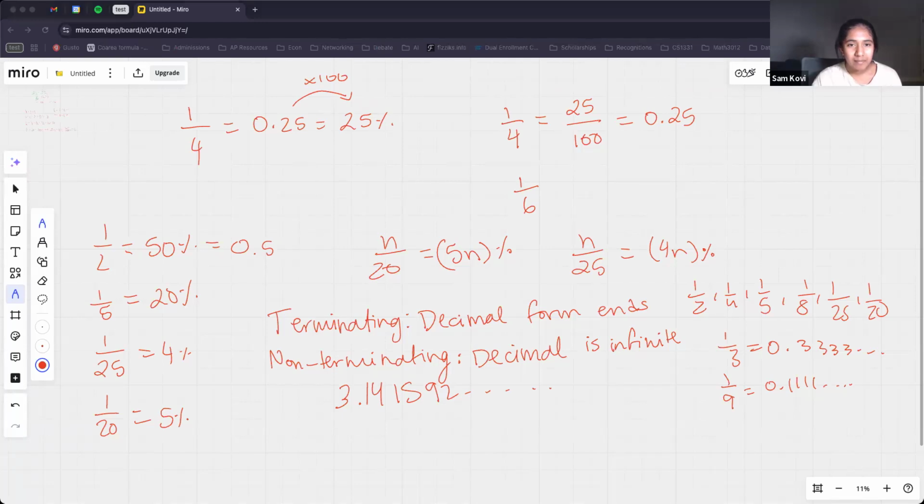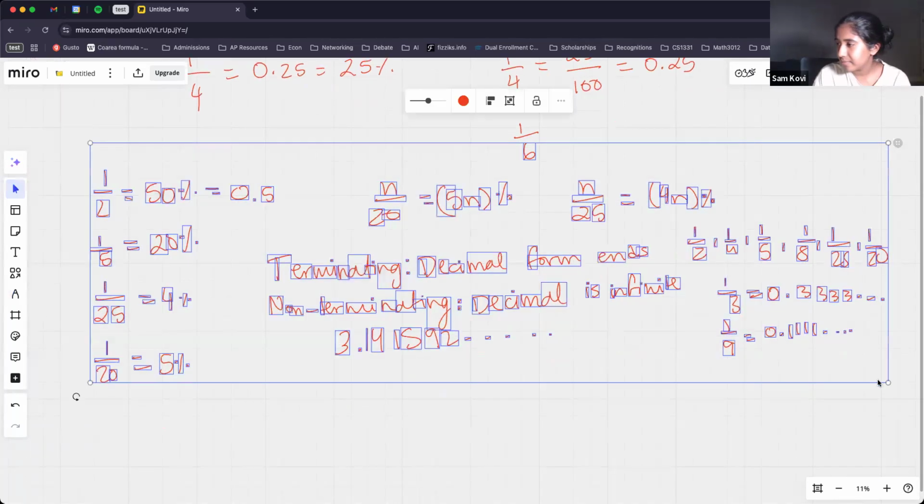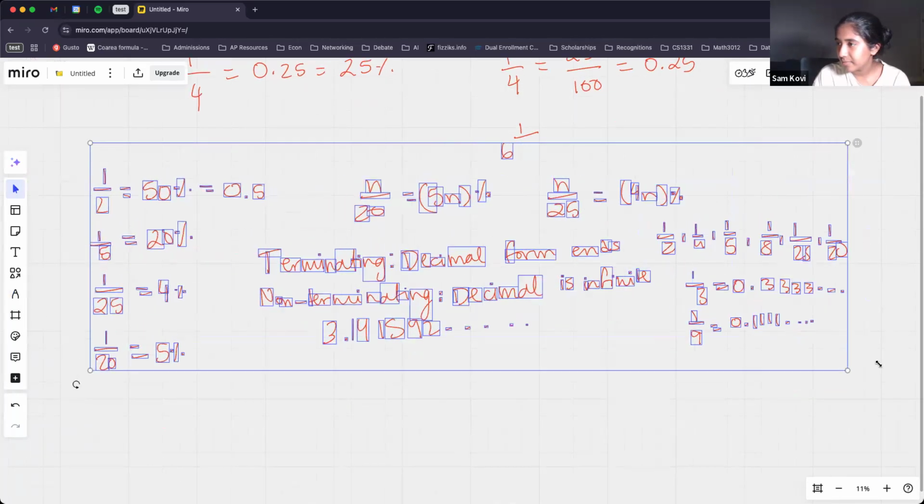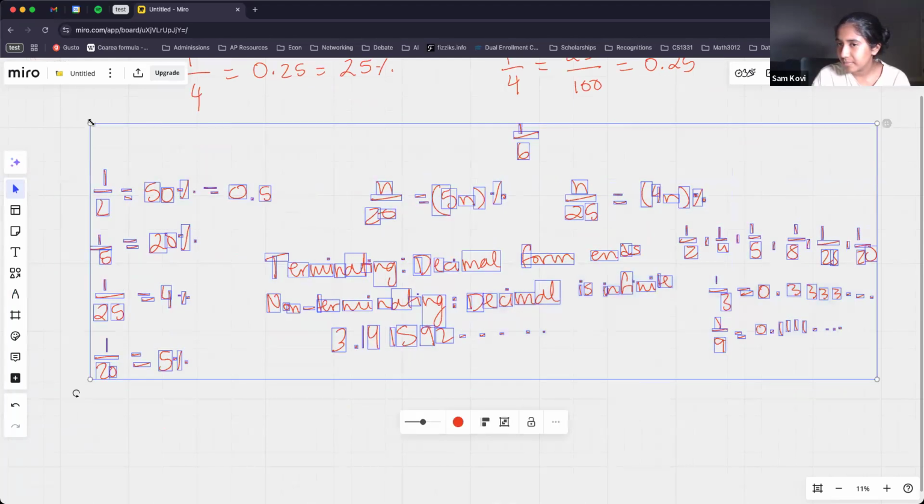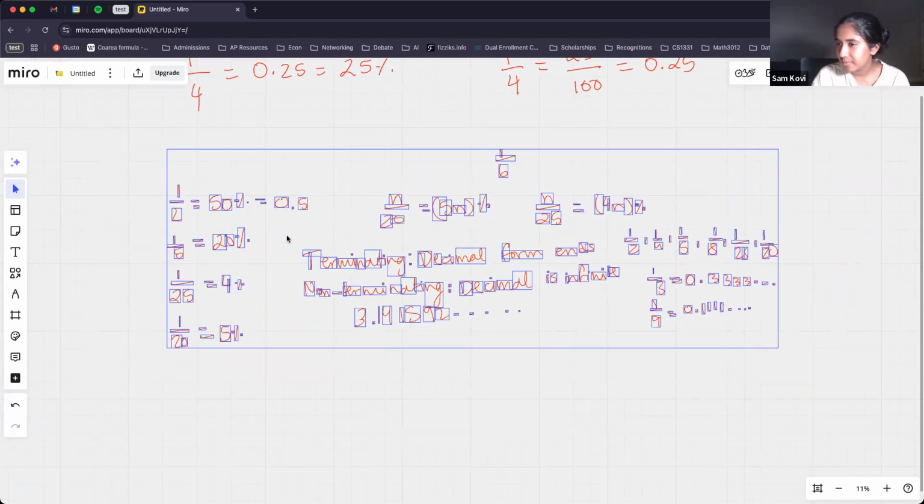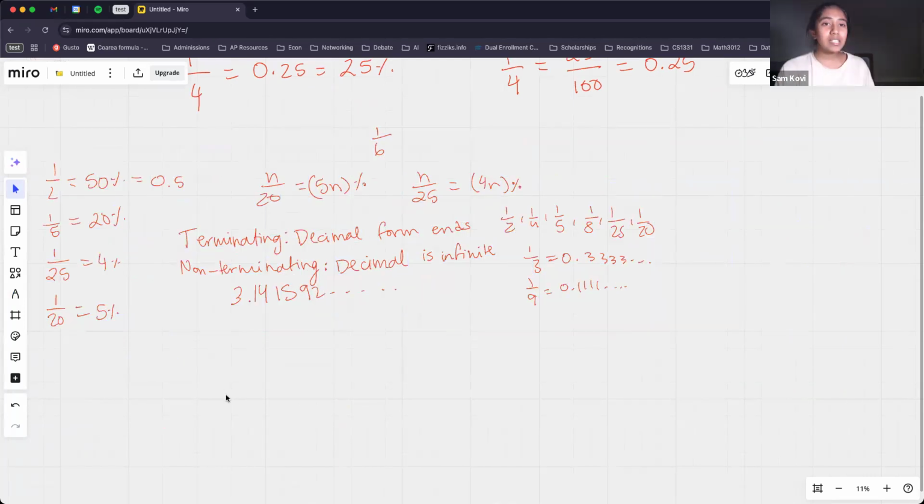So, what would you mean by terminating and non-terminating when you were explaining it in the fractions? Remember, terminating means that the decimal ends. I can write out all the digits in the decimal. Non-terminating means that the decimal is infinite, and I can't write out all the digits in the decimal. Does that make a little bit more sense?